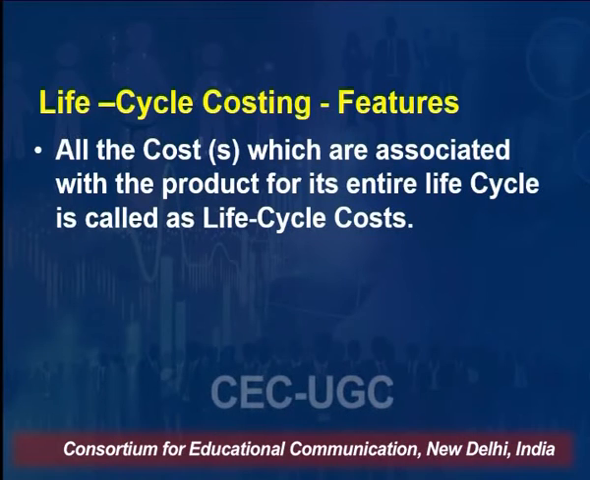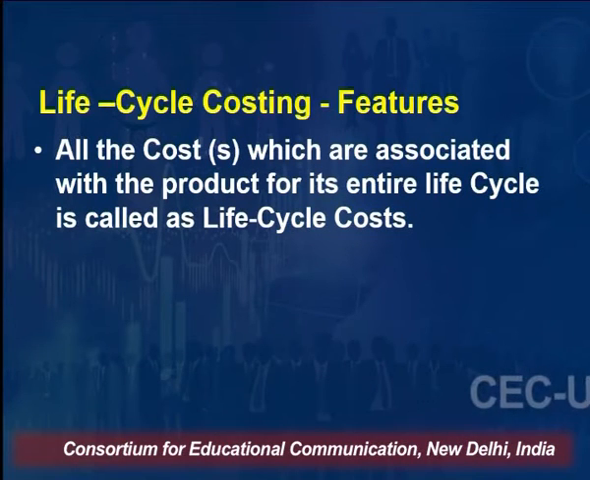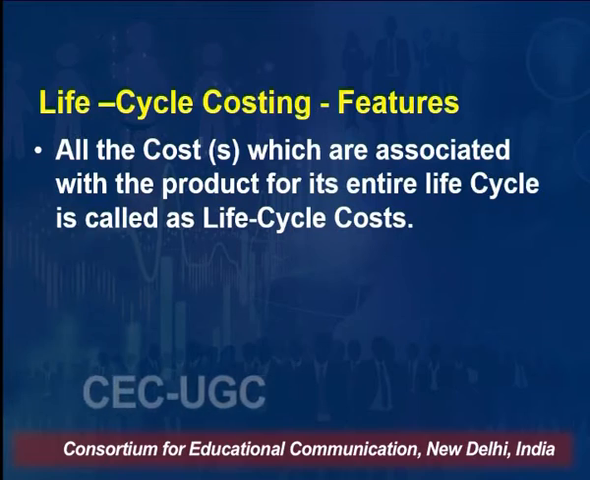So life cycle costing, basically when we talk about the features of life cycle costing, in this what we do, all the costs which are associated with the product for its entire life cycle is called life cycle cost. So in a single line, you have understood what is life cycle cost. Each and every cost which is associated with the product for its entire life cycle, that is called life cycle cost. Now what does it include? What can be the possible composition of life cycle cost?